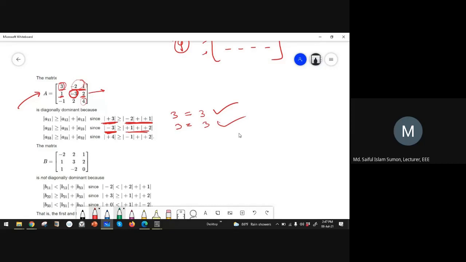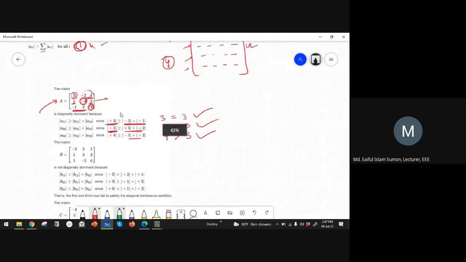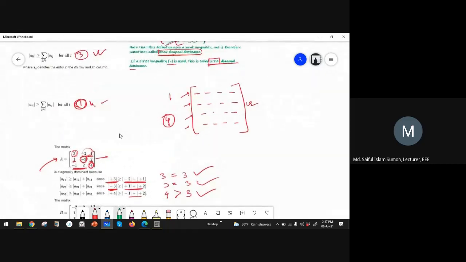Now for the third one, you can see this is the diagonal element 4 and the sum of the absolute values of the non-diagonal elements is also 3. That means 4 is greater than 3. So you can see all the 3 conditions are fulfilled. I have told that for all the rows this condition is fulfilled, and for at least one equation or at least one row, the diagonal element is strictly greater than the sum of the non-diagonal elements. This is fulfilled. That means this is diagonally dominant.